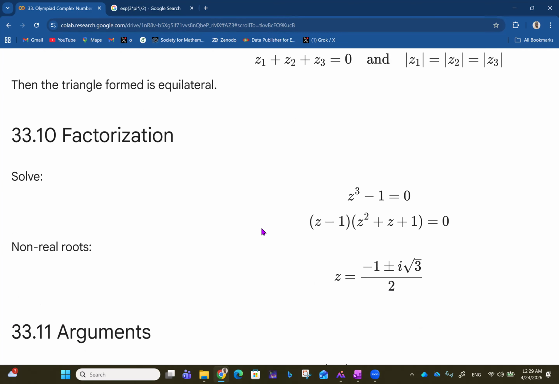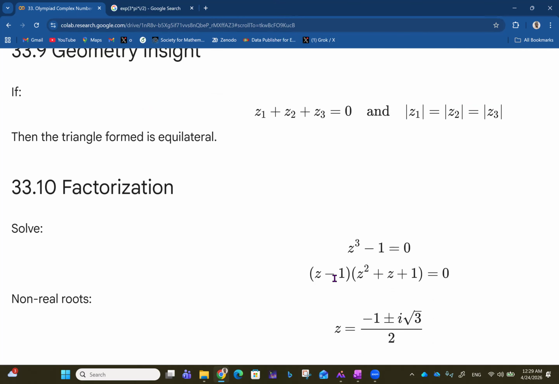So we have one real root here. The real root is z equals 1, and we leave that. But for the non-real roots, we have z equals minus b, where b is the coefficient of z. So that's minus 1 plus or minus the square root of b squared, which is 1 squared, minus 4 times 1 times 1. That's 1 minus 4, which is minus 3. Square root of minus 1 is i, and square root of 3 is here. Then all over 2a, 2 times 1, where the coefficient of z squared is a. So we then have z equals minus 1 plus or minus i root 3, all over 2.